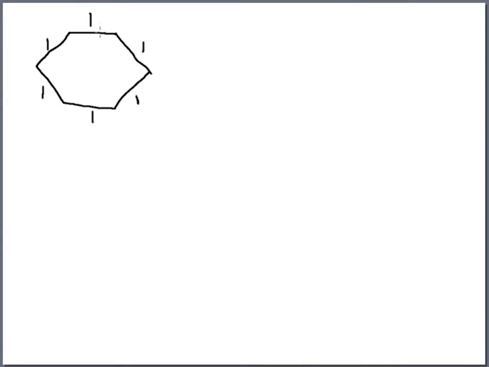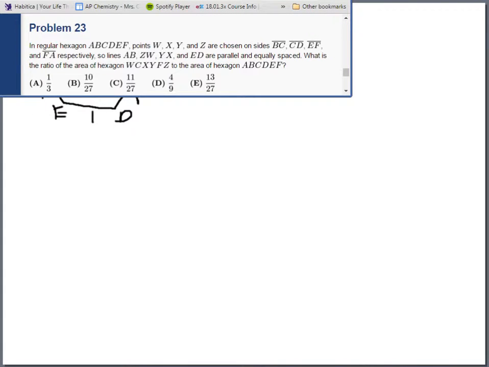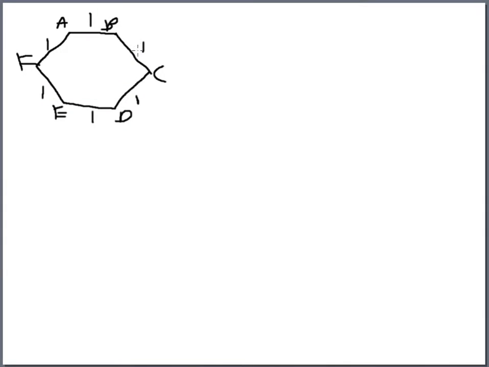W on BC. So let's just call this A, B, C, D, E, F, and W on BC. It should look something a little bit like this. This is not an accurate diagram, so just keep that in mind. But we're given that these are parallel, and we are given that this length is equal to this length is equal to this length.